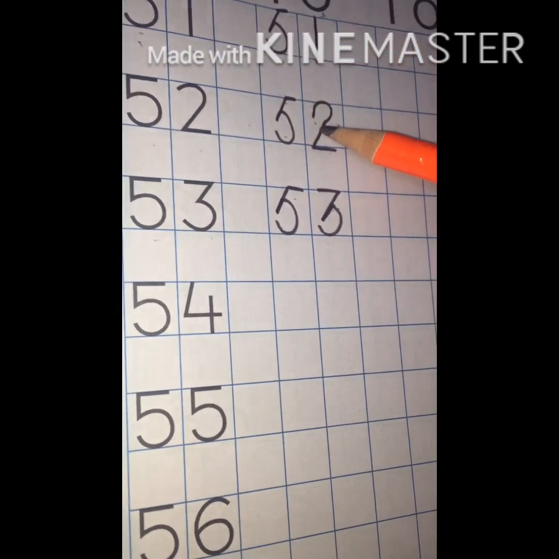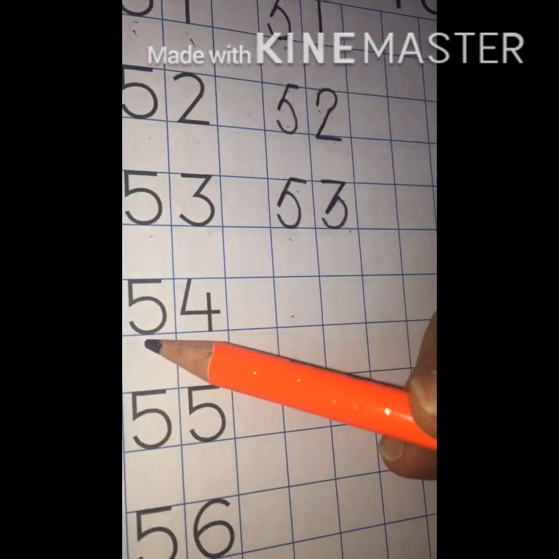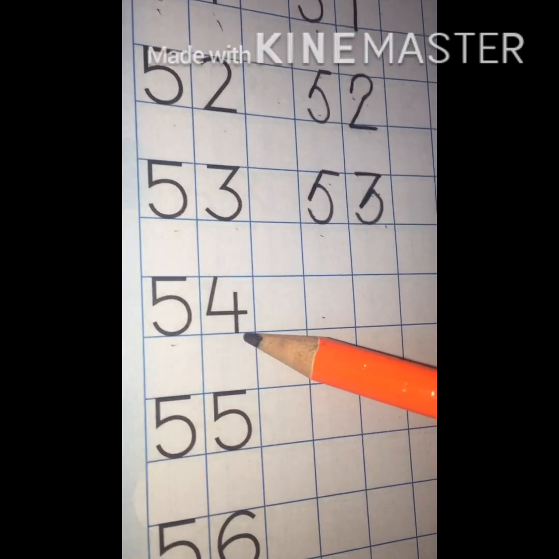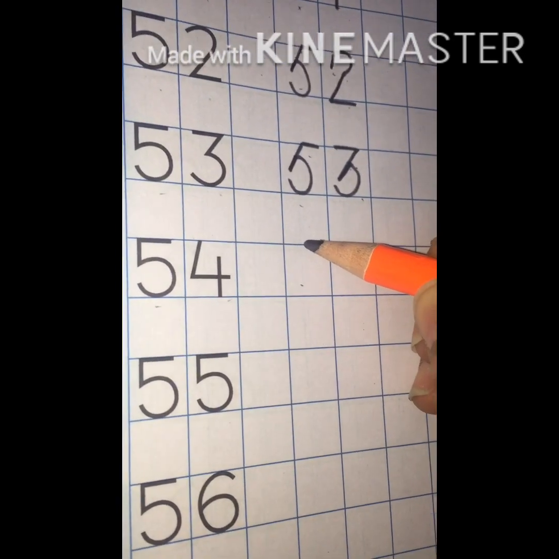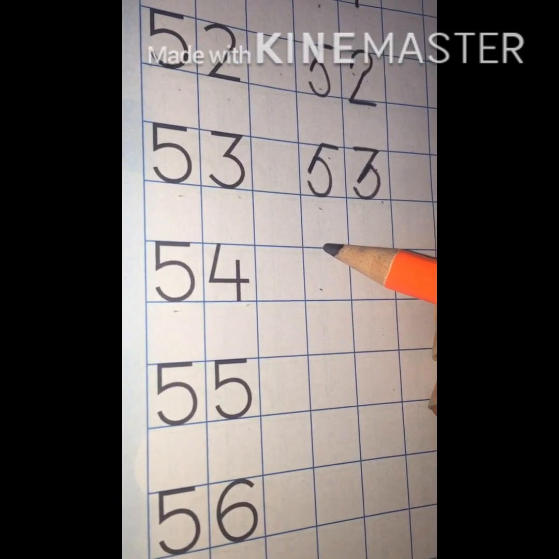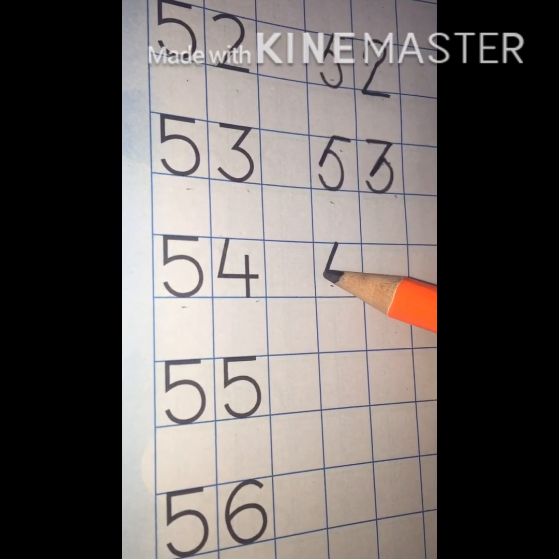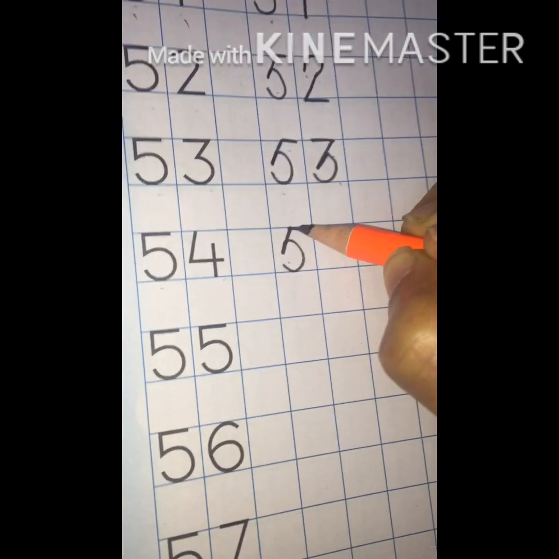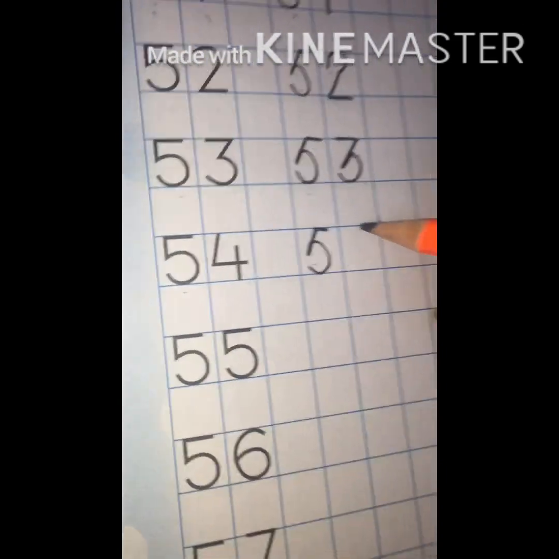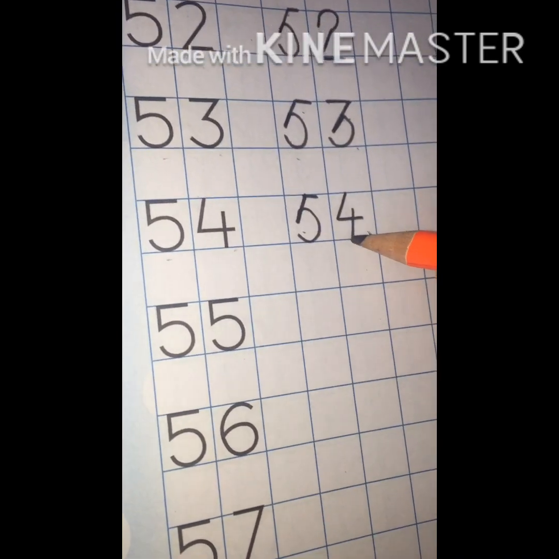51, 52, 53 and next is number 54. So, in place of 50, what is coming here? 5 and it will come under T. Write down 5 under T. And what are we speaking at the end? 4. So, 4 will come under O.